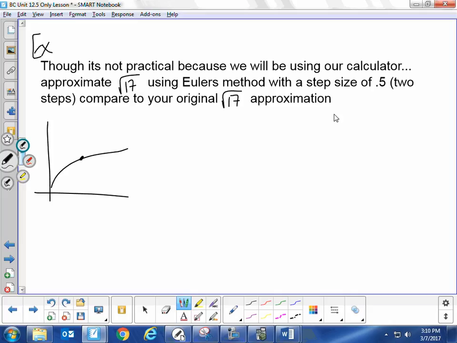I'm going to use, again, a point, an initial condition that I know. So I'm going to use y equals f of x, well, f of x is equal to root x as my function. And I know that f of 16 is equal to 4.